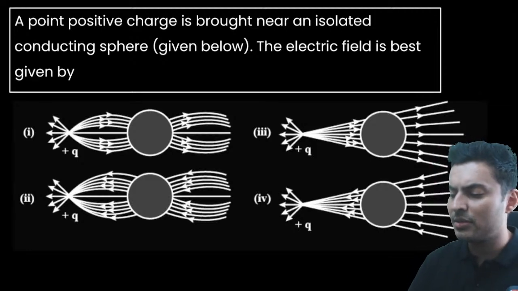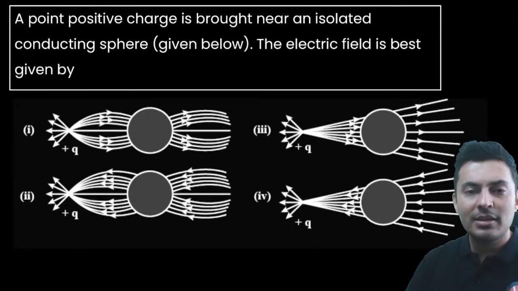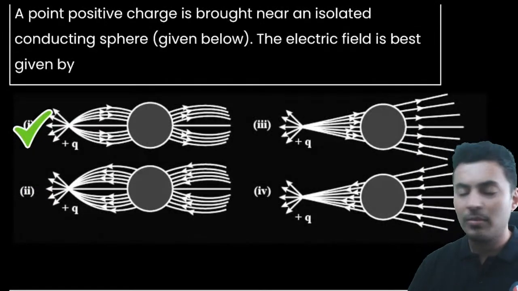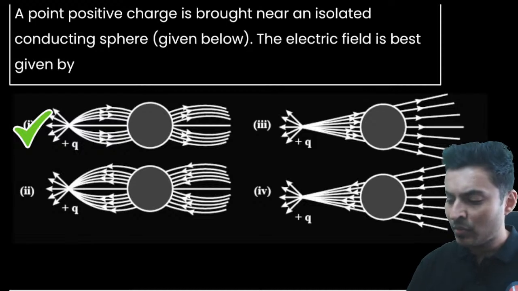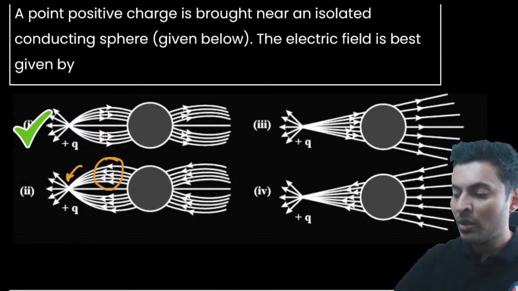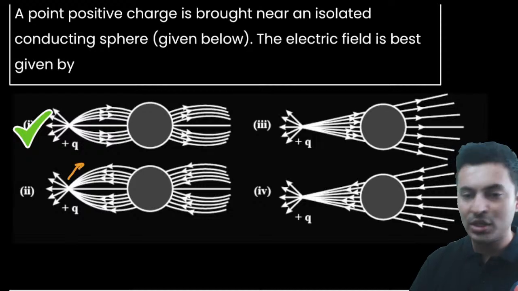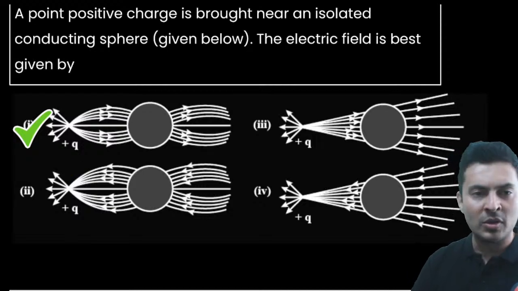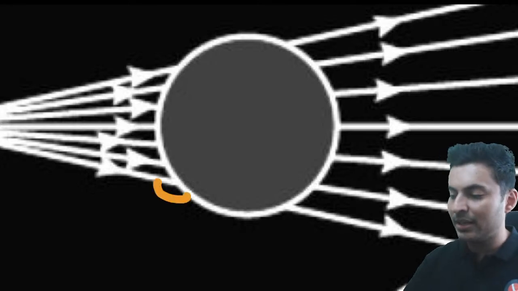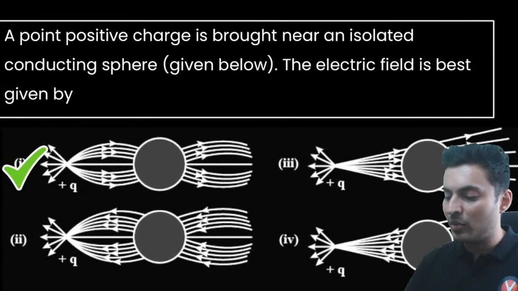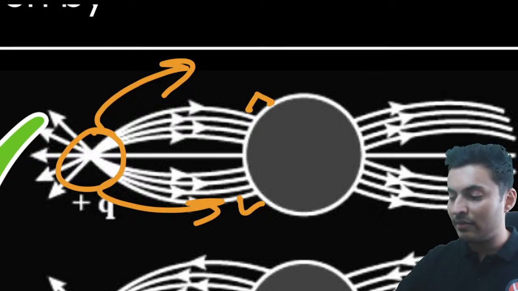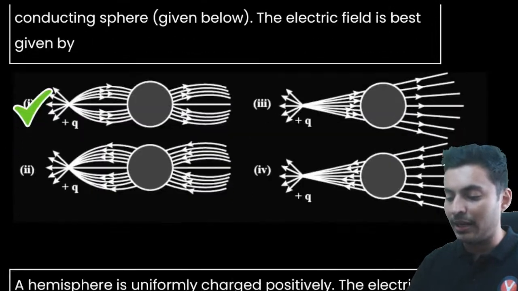Okay, a point positive charge is brought near a sphere. The electric field is best described by, well, the field lines on a conductor should always be perpendicular to the surface of the conductor, and there is only one such option. If you notice, in option number 2, what is the problem? On the positive charge, the field lines are terminating. Always on the positive charge, the field line should originate. It should not terminate. So that is the reason why option 2 becomes wrong. If you look at options number 3 and 4, the field lines are not even perpendicular. They are making some angle. So that also becomes wrong. So only this particular option, from the positive charge, the field lines are exiting out and they are also perpendicular everywhere. So that is the reason why we have chosen option number A.